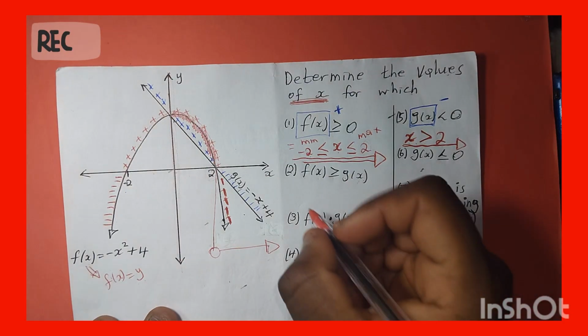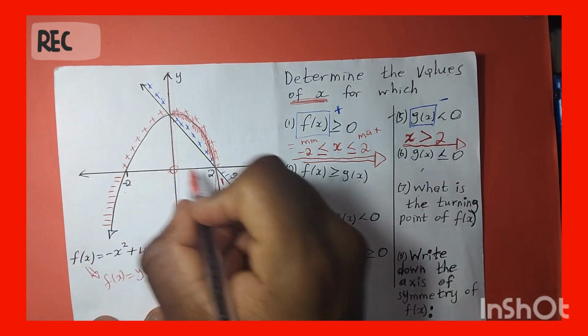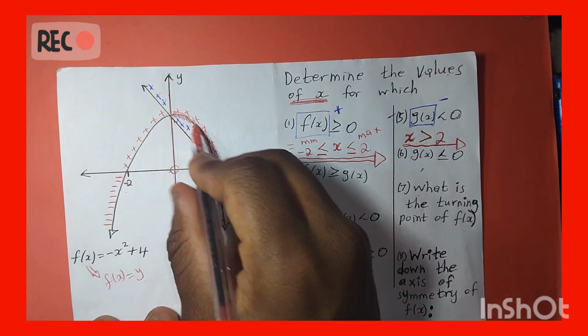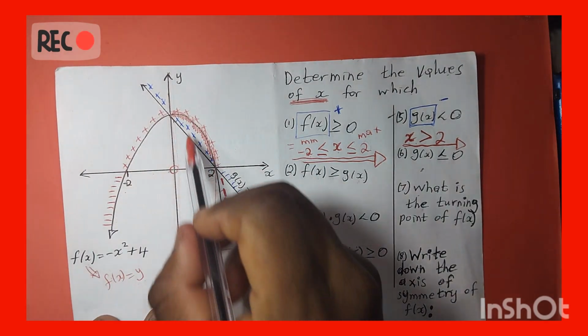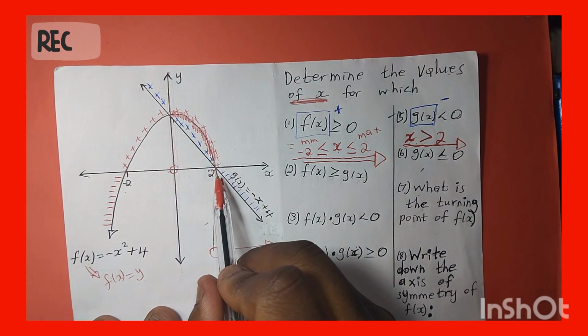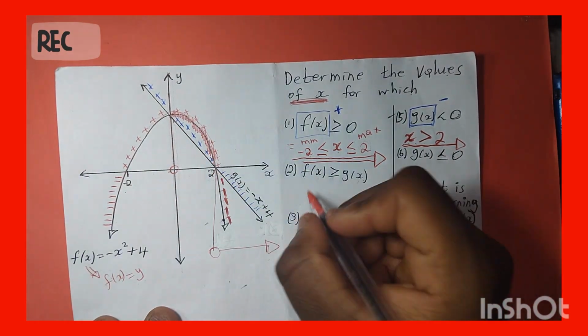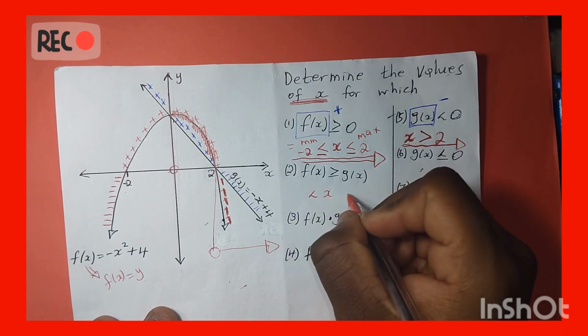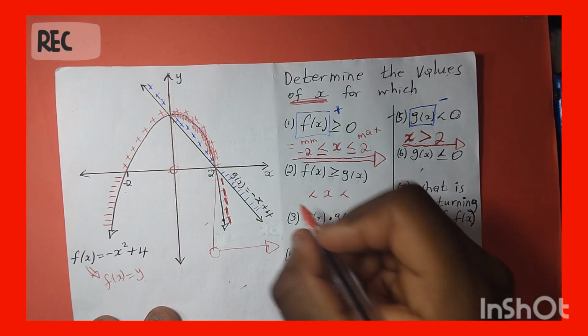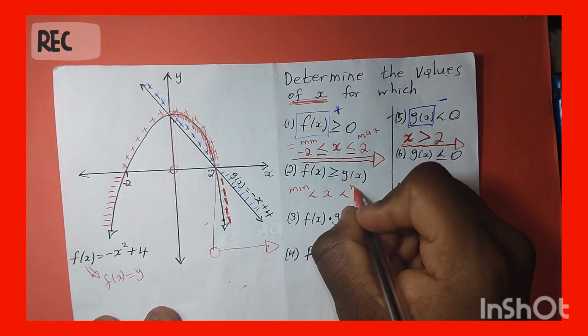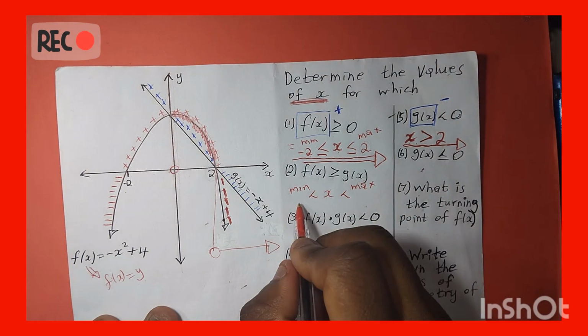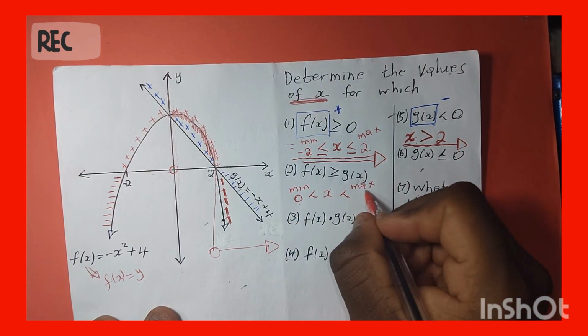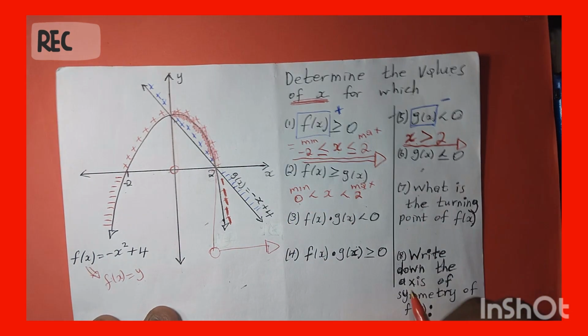So it simply says that between 0 and 2, f of x is above g of x. Meaning that I can say between. This is how you represent between: you write your minimum, you write your maximum. Your minimum value is 0, your maximum value is 2.